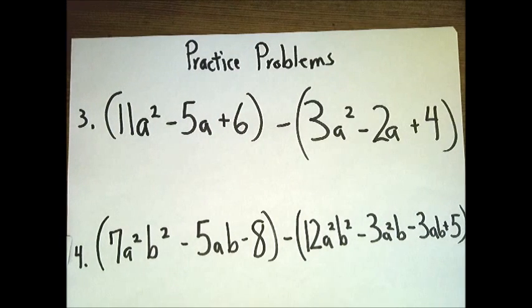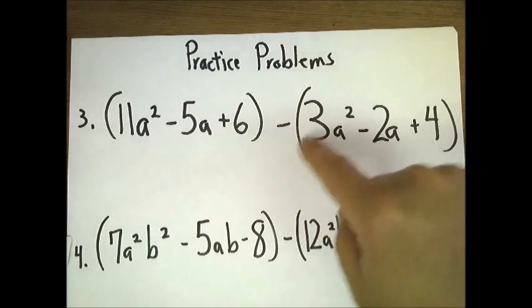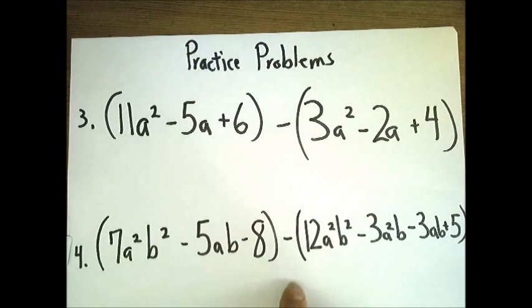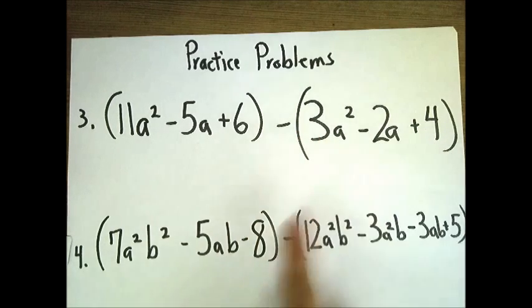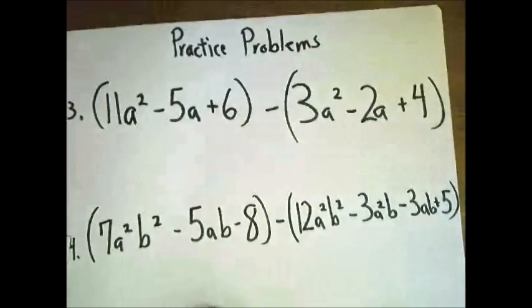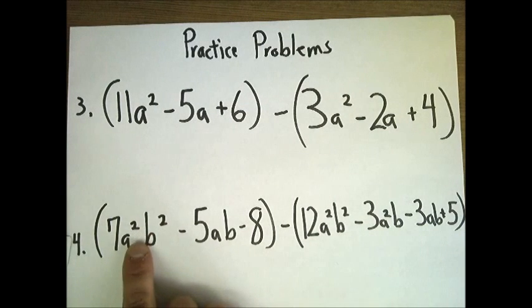These are the practice problems. You will notice that they are both with minus. They're both subtraction problems. So you need to go ahead and change this to a plus and change the signs in front of these and change the signs in front of these and then combine like terms. By the way, do not flip out down here.